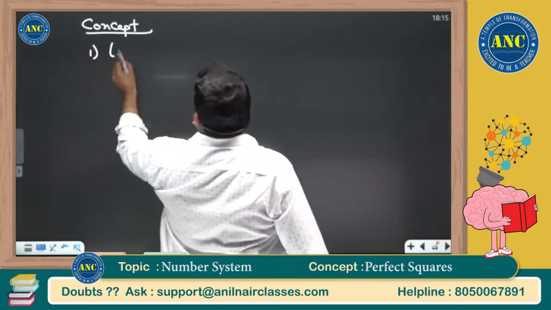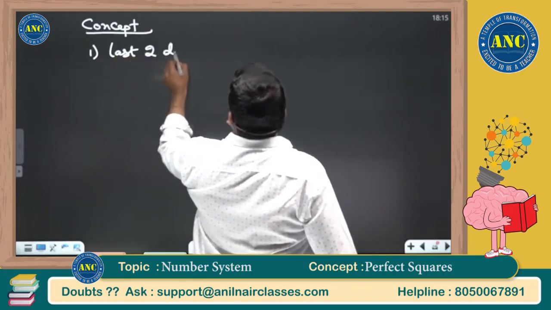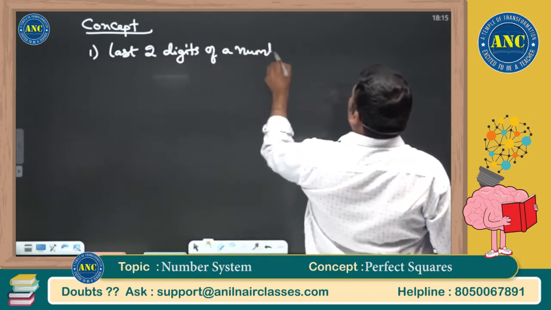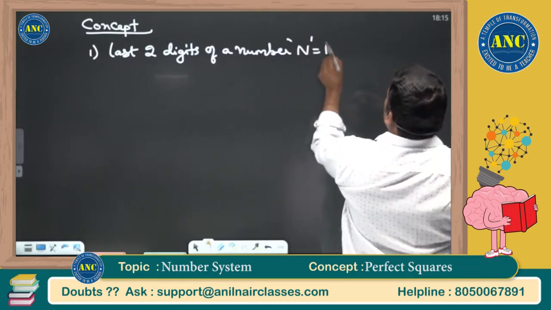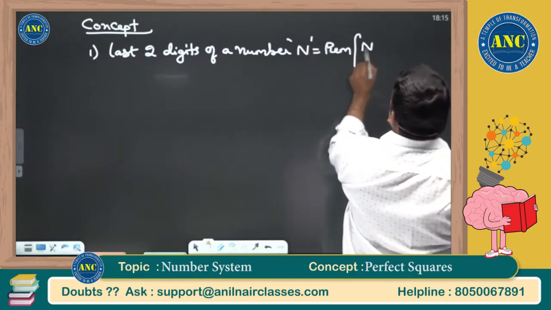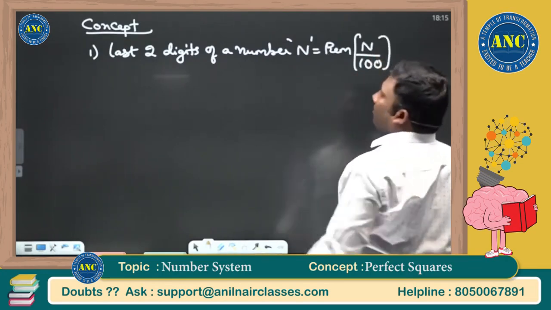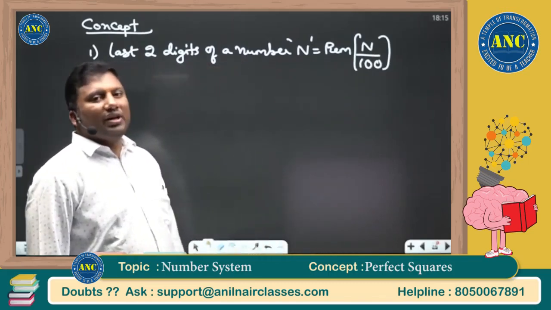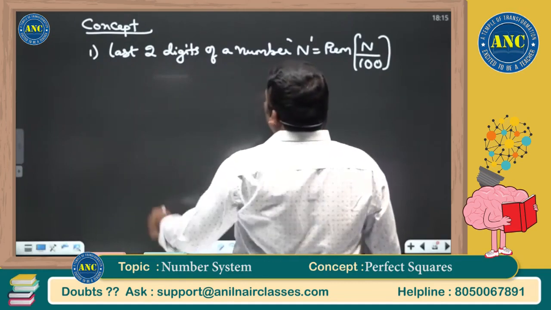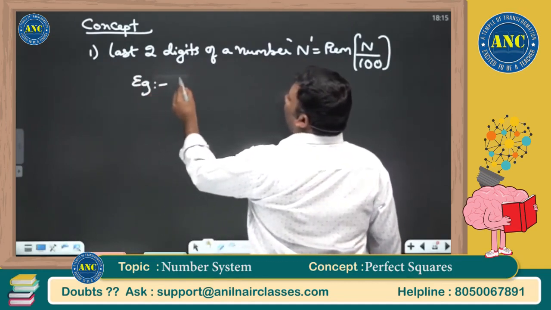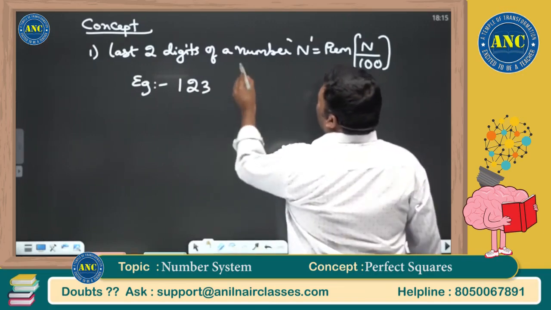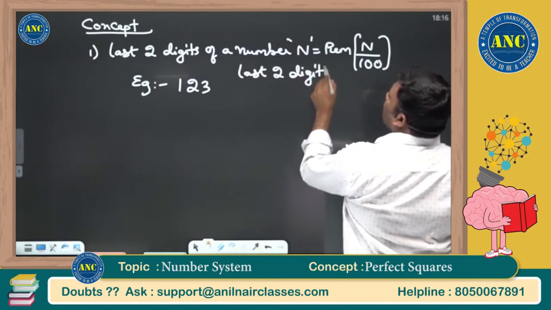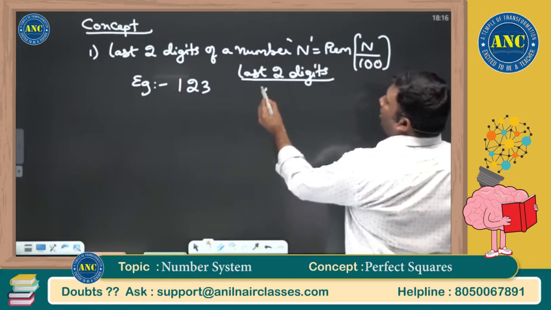First concept: the last two digits of a number. Write down in the same order, sir. If I take any number, the last two digits of the number is nothing but the remainder when you divide the number by 100. Take any number and divide by 100, you will get the last two digits of that number. Take 123. When I say last two digits, I am referring to the unit digit and the tens place.